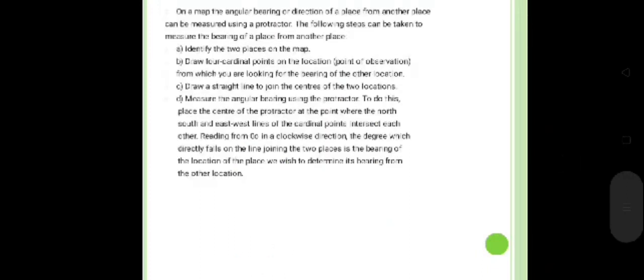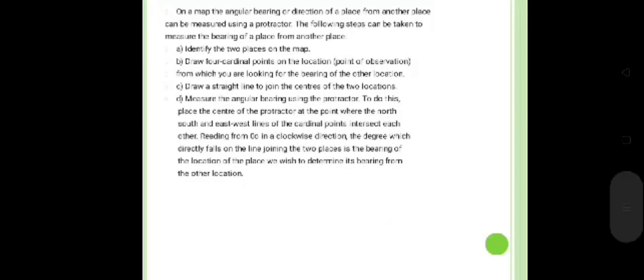And on the map, the angular bearings of direction of a place from another place can be measured using a protractor. So, makagamit sa botanic protractor to measure a place from another place. Pestong example gina sa A or B. Gamitan itong protractor for measure. The following steps can be taken to measure the bearing of a place from another place.